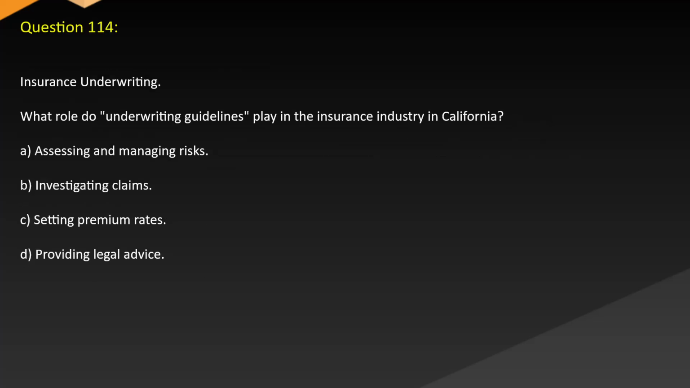Insurance underwriting. What role do underwriting guidelines play in the insurance industry in California? A. Assessing and managing risks. B. Investigating claims. C. Setting premium rates. D. Providing legal advice.